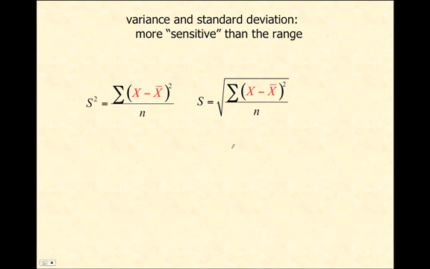So we can't see that from the range. The range merely shows us what the lowest score and the highest score was, whereas the variance and the standard deviation show us what was the average difference from the average score, if that's not too many averages in one sentence.